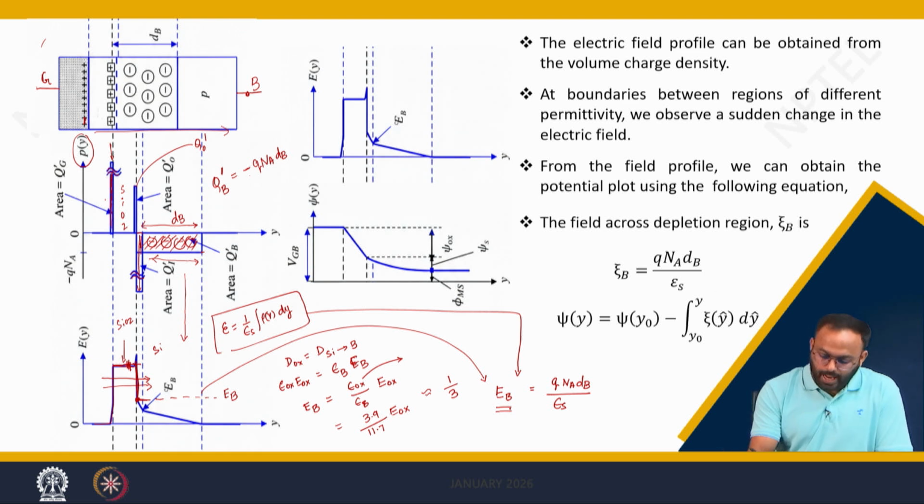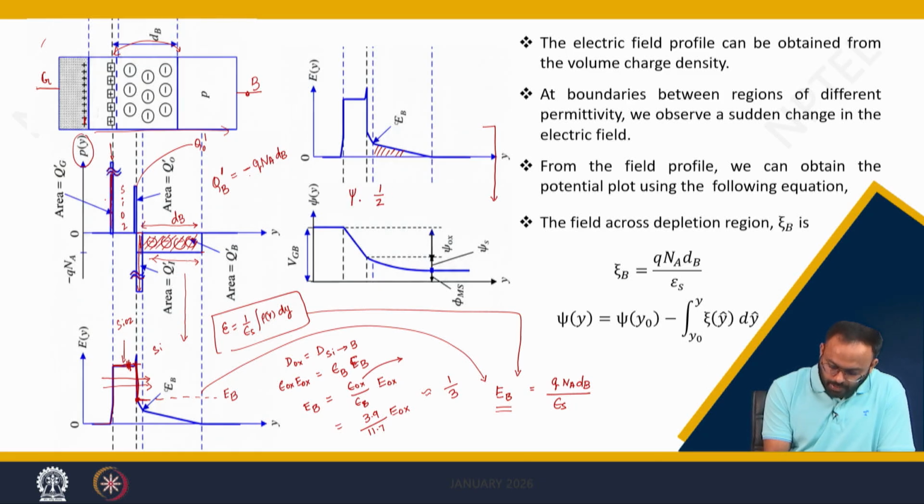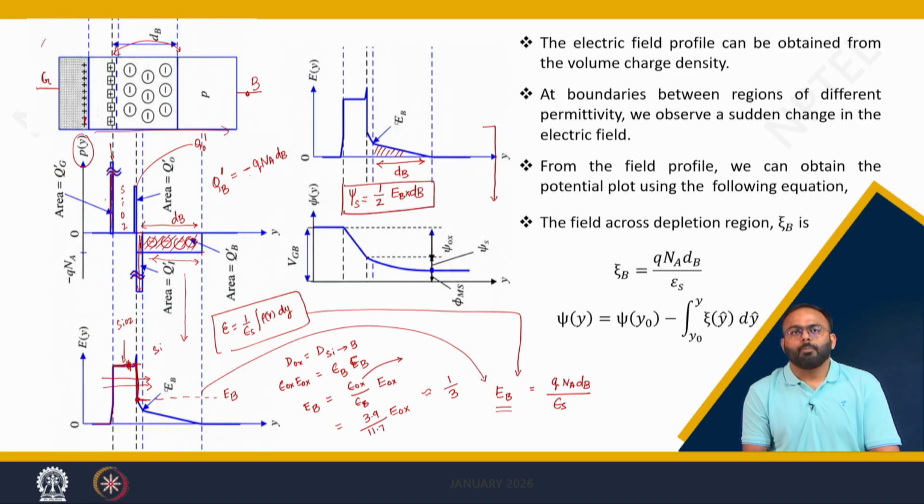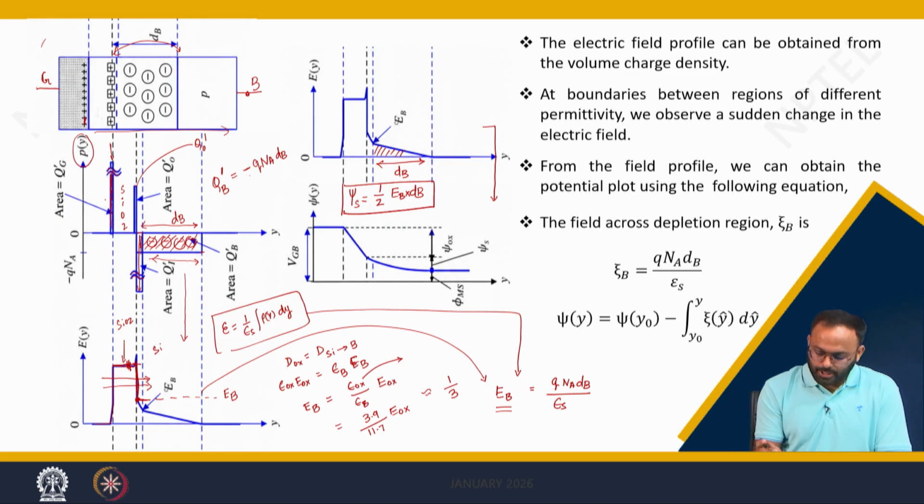Now, further, how can I calculate the potential drop across this depletion region? The potential drop from this electric field graph can again be calculated by integration, or by calculating the effective area. The effective area of this triangle is half of EB into dB, where dB is this height, and this is nothing but psi s, the surface potential. This expression will give you the effective surface potential which will drop across the depletion region.